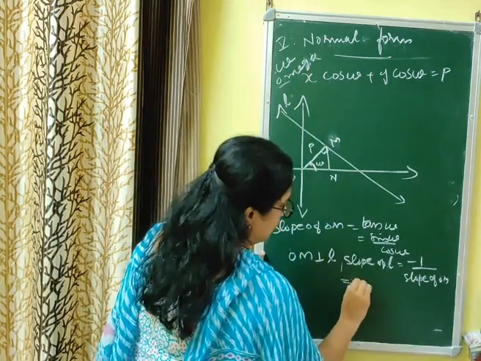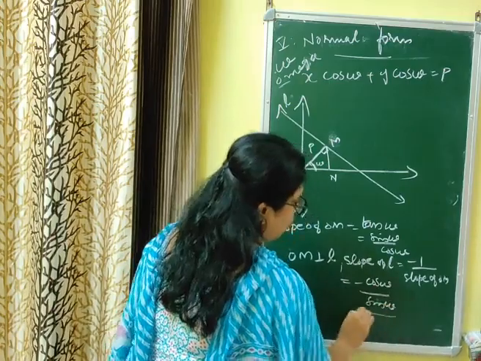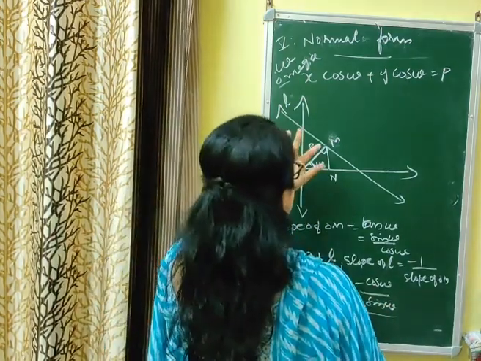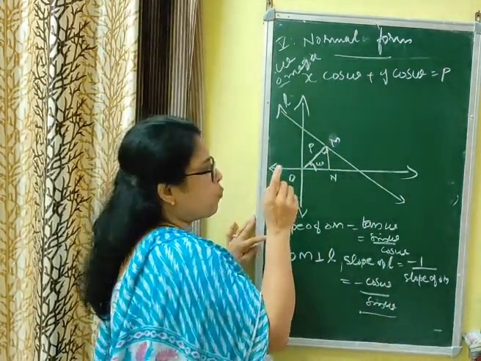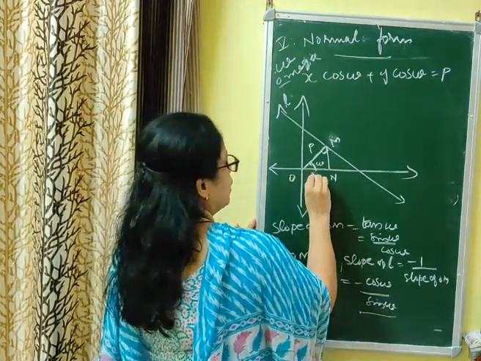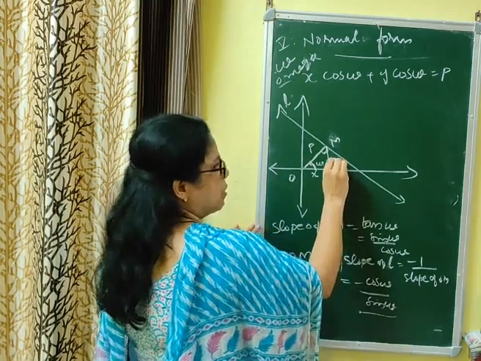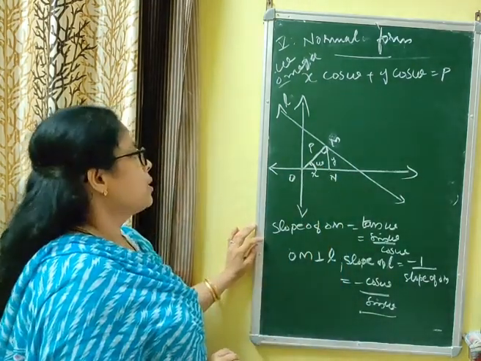That is minus cos omega by sin omega. यह slope आ गया. Now, in order to use point slope form, we have to find the coordinate of M. इसके लिए let it be x and let it be y.